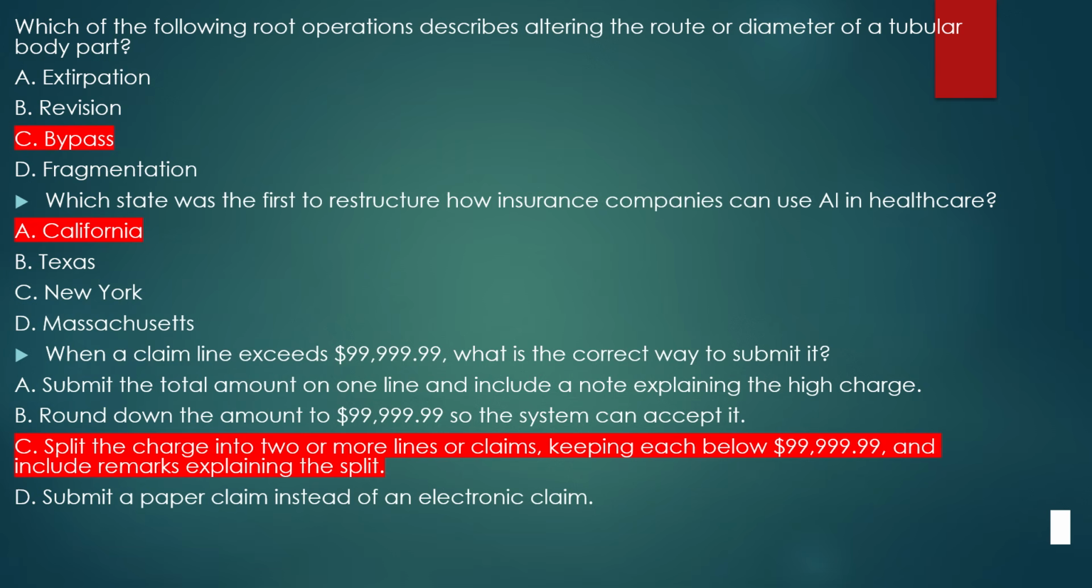A. California. B. Texas. C. New York. D. Massachusetts. When a claim line exceeds $99,999.99, what is the correct way to submit it?